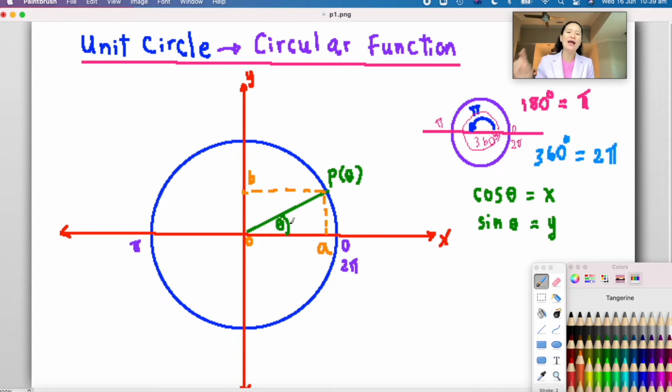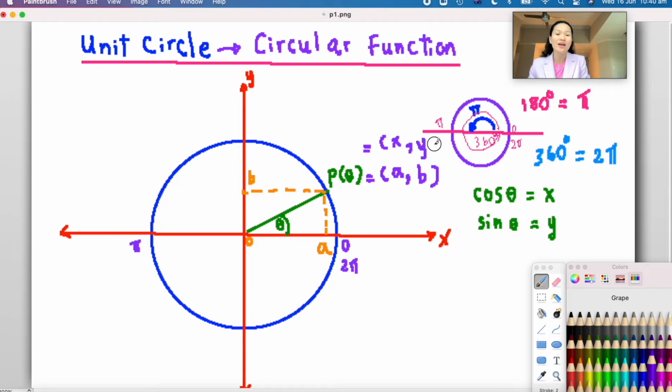Yeah? So now at theta, this point P theta, we could write down something. I give you more information. It is equal to point X and Y. We could say that point A and B, or point X and Y. Yeah, basic one. X, Y. Or we could say this point is cos theta and sine theta. Yes, cos theta and sine theta. I give you the technique first. Next one, but I would like to focus on here.